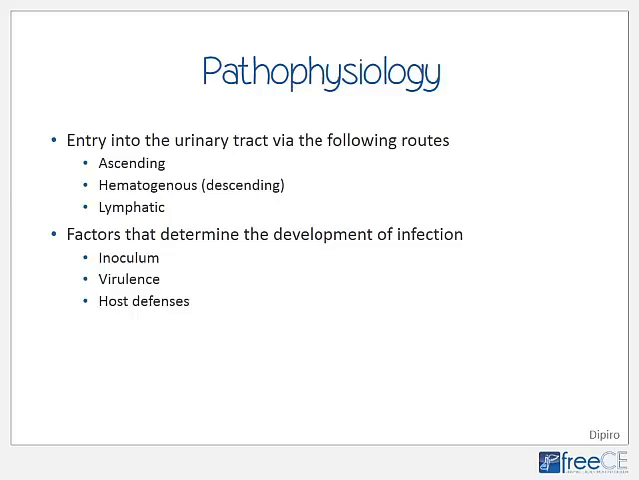We also need to take a look at the inoculum. Inoculum is really just the number of bacteria that are present. The higher the inoculum, the more likely it is that an infection is going to develop. In addition to that, we want to look at the virulence of the organism. Part of this is related to the ability of the bacteria to adhere to urinary epithelial cells. Ultimately, the ability to adhere to the epithelial cells results in a more likely situation where the bacteria are going to be able to cause an infection in the urinary tract.